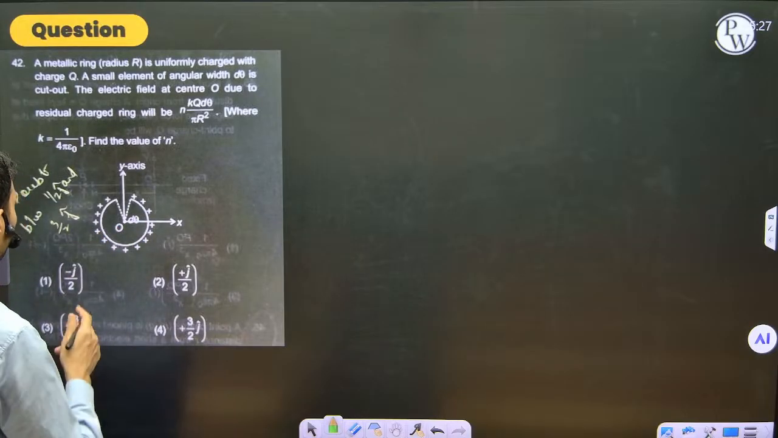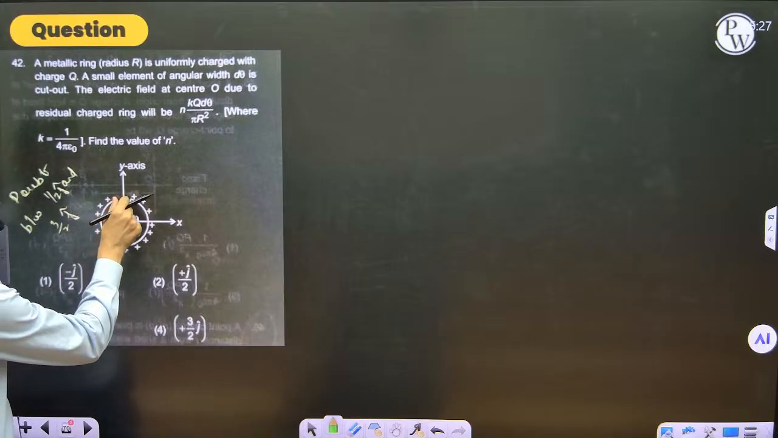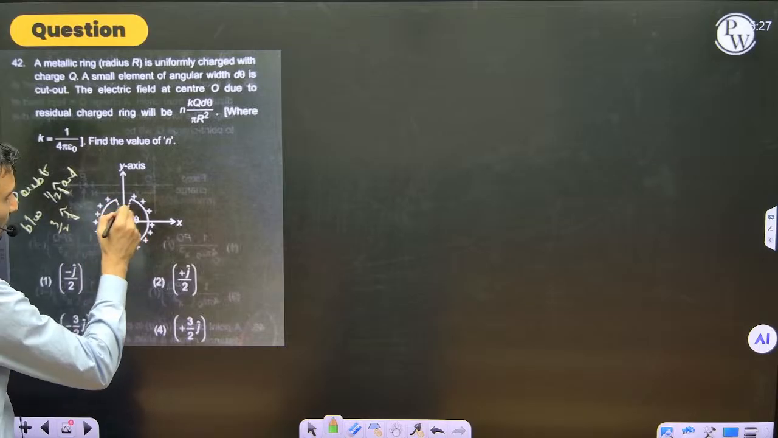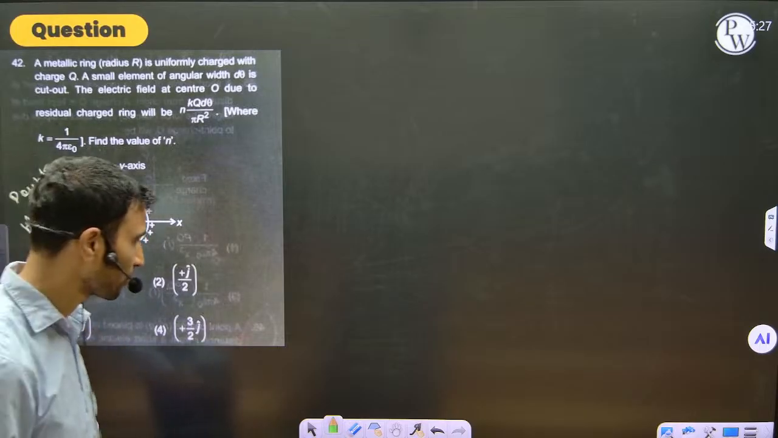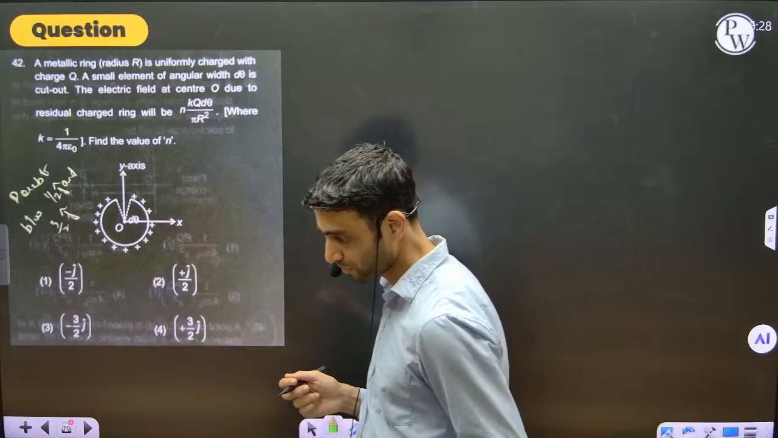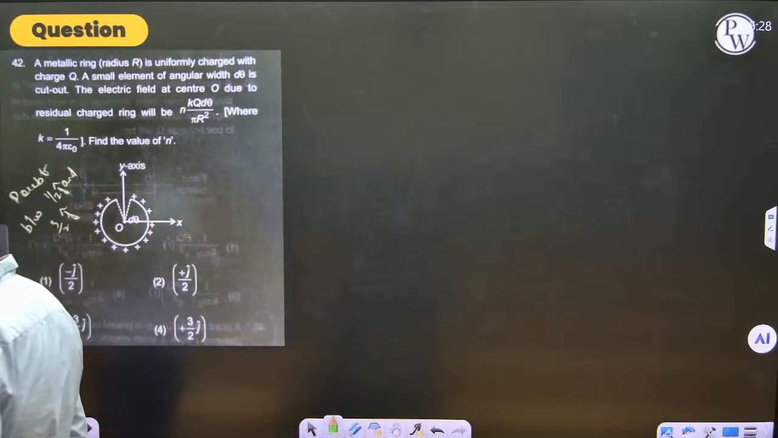Now what I am doing is taking out this small part from the ring and writing down the electric field due to the remaining part. Right? And you have to find out what will be the electric field due to the remaining part. So let us see how to do this.